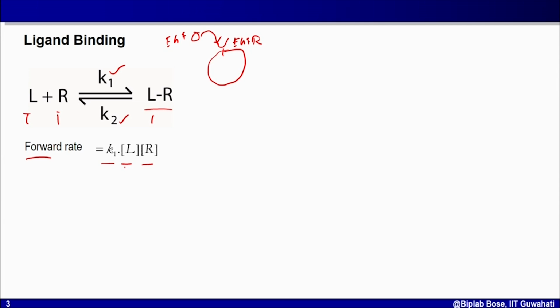There is a concentration, because that's why I use square brackets, and I will also advise you to use that. And these concentrations are usually in molar unit. And remember, L and R, these are free molecules. So these are concentration of free ligand and free receptors. Similarly, using the same law of mass action, I can write the reverse rate will be K2, the rate constant for the reverse reaction, and again in square bracket [LR] is the concentration of the complex formed. So now these are forward and reverse rate.